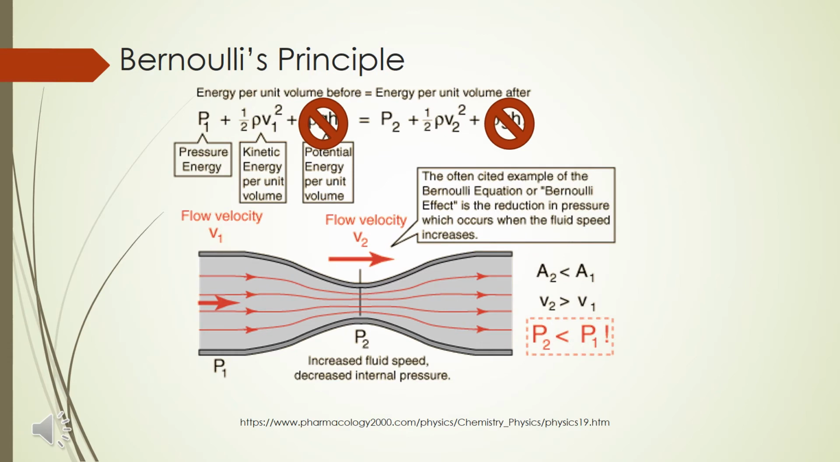However, we can make a few changes to this equation. Due to the blood not traveling between different heights, but within the same artery at roughly the same height, we can delete the third term of this equation, the potential energy, since there is no height change. This makes the equation a little easier to work with.